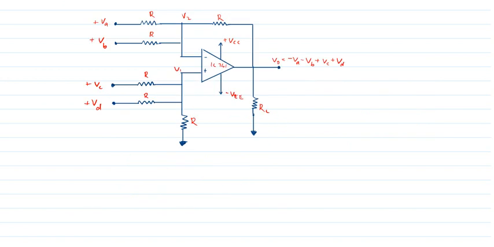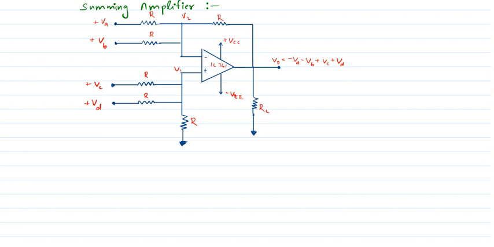So the circuit is already drawn here. This is the summing amplifier in the case of differential configuration. You can see that we applied two inputs each into the inverting and the non-inverting terminal. That is total 4 inputs are given to the summing amplifier through the resistance R.